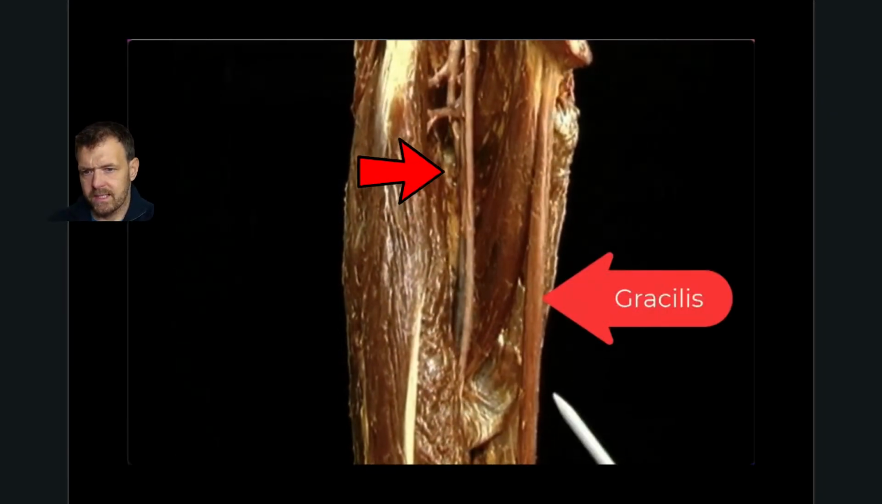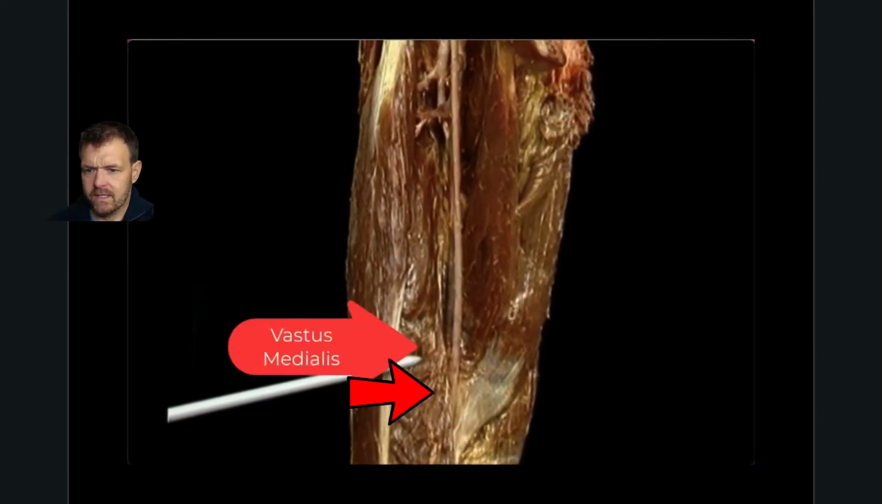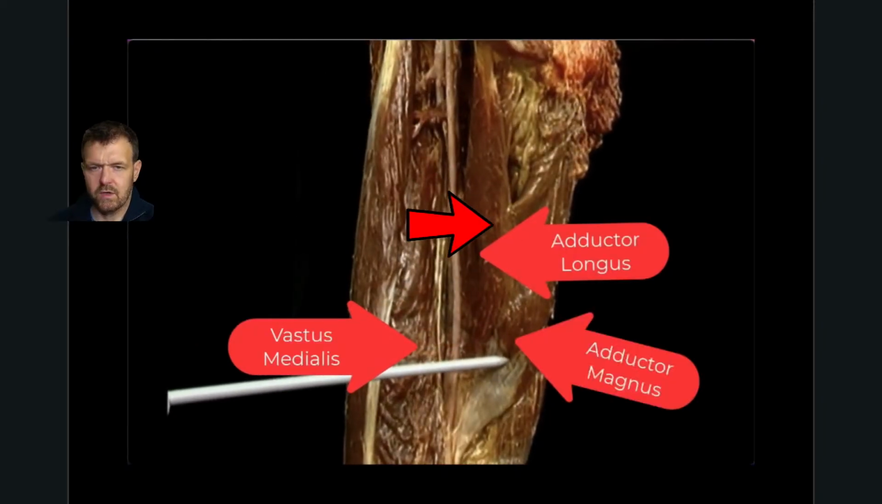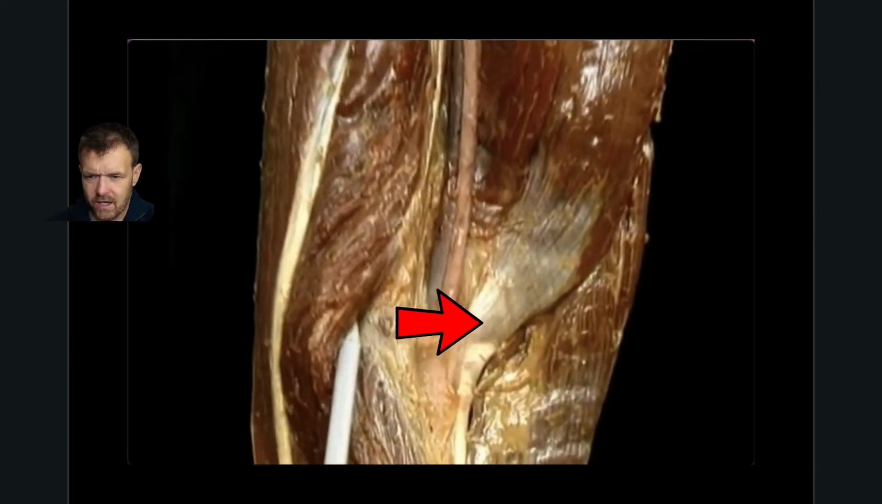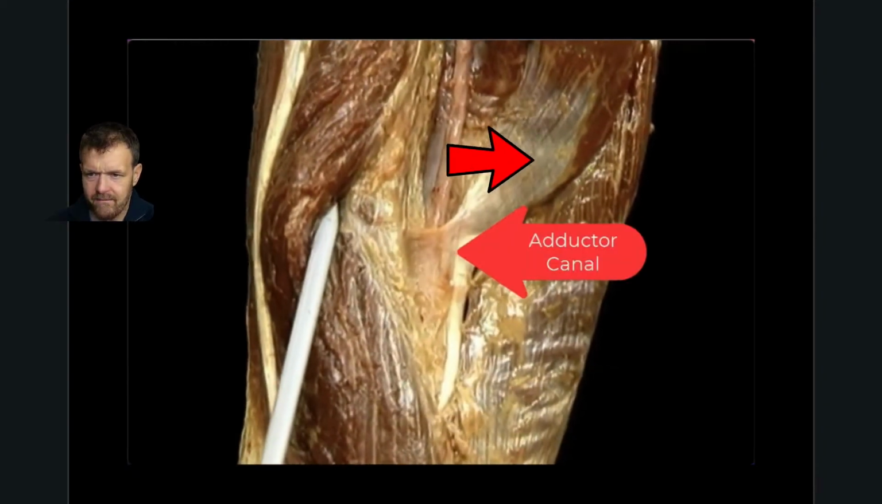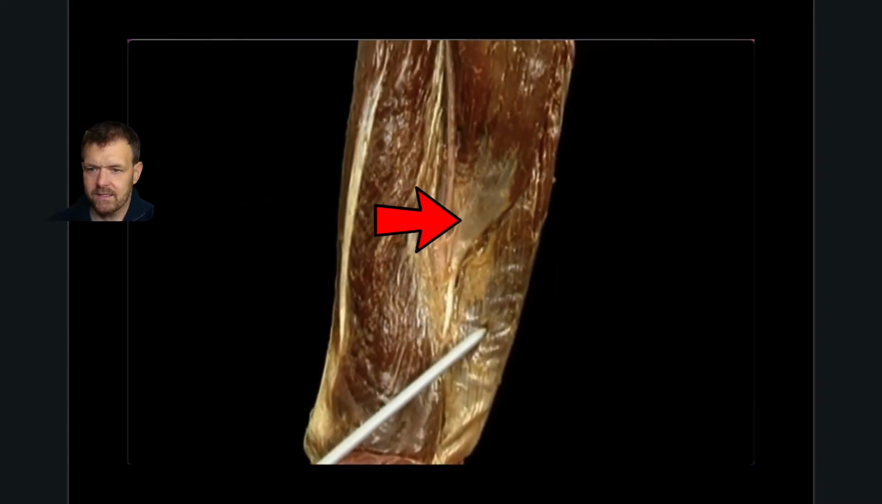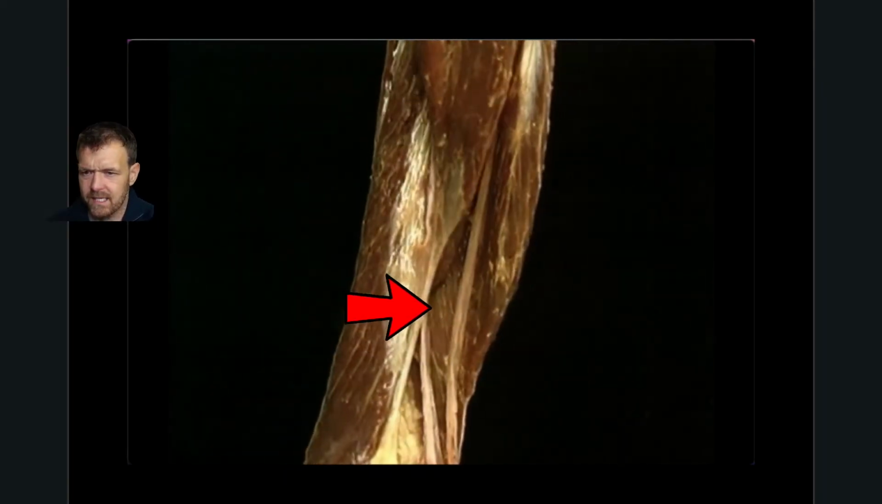So sartorius has been taken off. There's gracilis. There's vastus medialis again. There's your adductor longus, which was the border of your femoral triangle. There's your magnus underneath that. There's the hiatus of the magnus there. Yeah, and then so it's the adductor canal, the end of the canal. That looks like one of your hamstring muscles around the back, so that's been taken off.